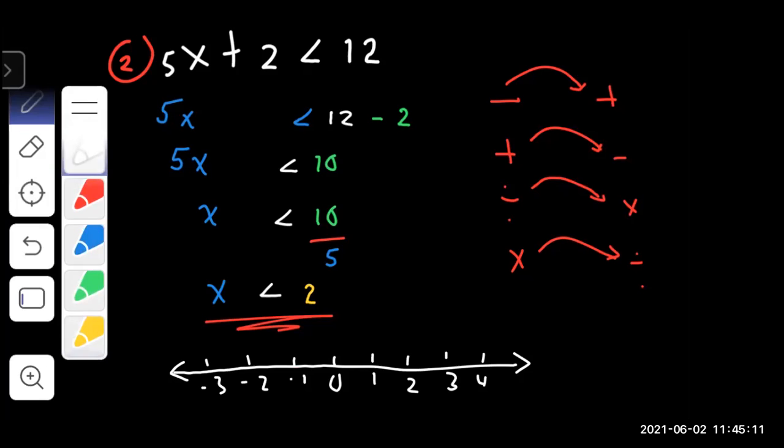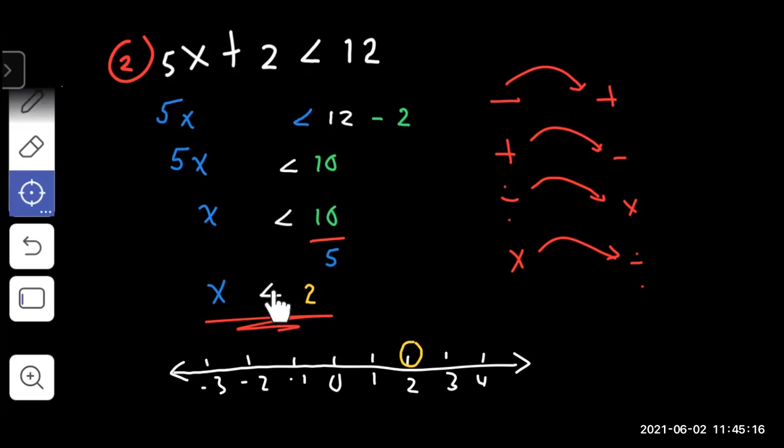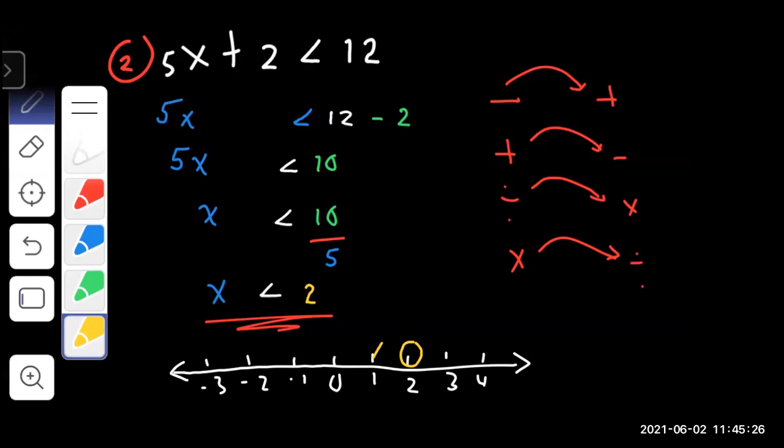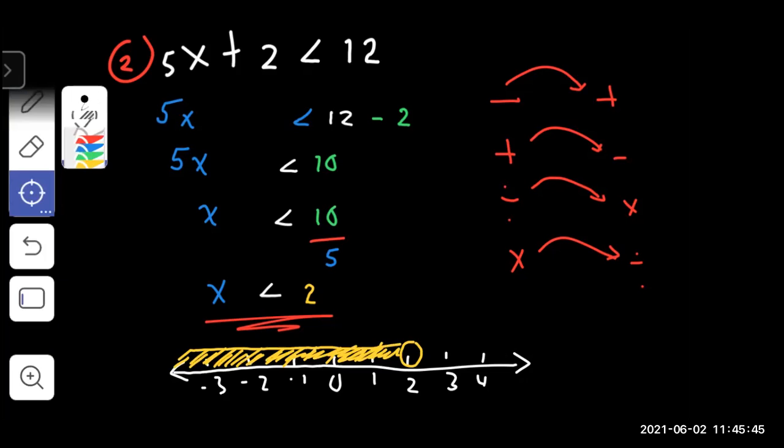I'm going to make a circle right here. And then I need to color values less than 2. That means values to the left or values to the right? What is less than 2? To the left. 1, 0.5, 0, negative 1. All these values are less than 2, guys. That's why I'm going to color all these values, all the values to the left of 2. X less than 2 means values to the left.